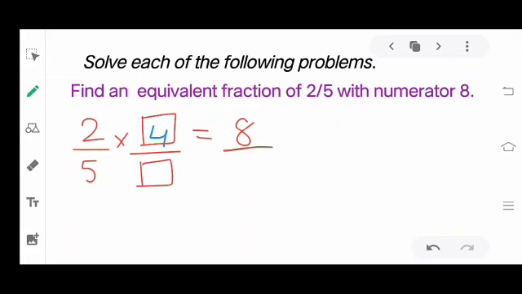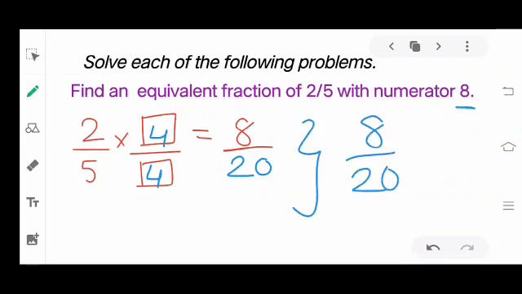As you can see, when I multiply 2 into 4, my answer is 8. But the condition is you have to multiply the same number with numerator and denominator. So I am going to multiply 4 with 5 also. So my final answer is 20. If I take 8 as the numerator, my denominator is 20, because when I multiply 4 with the numerator, I have to multiply the same number with the denominator. So my final answer is 8/20.